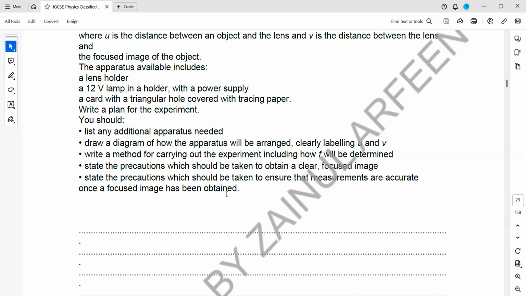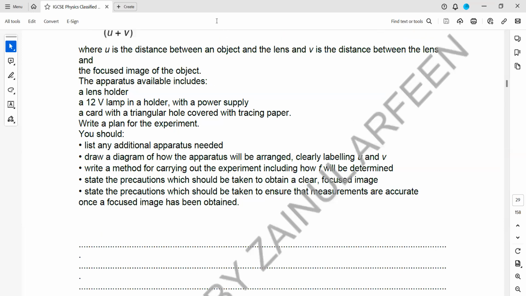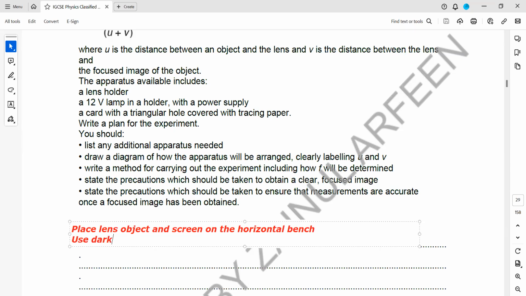So the procedure: we place the lens, object, and the screen on a horizontal bench. This experiment should always be done in a dark room, so use a dark room. If an optical pin is used, then we don't need a dark room. Otherwise, we should use a dark room.